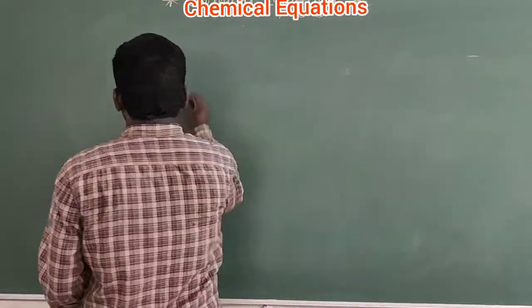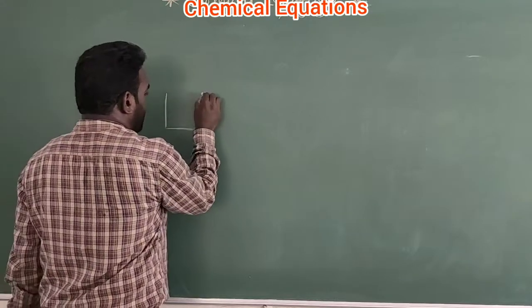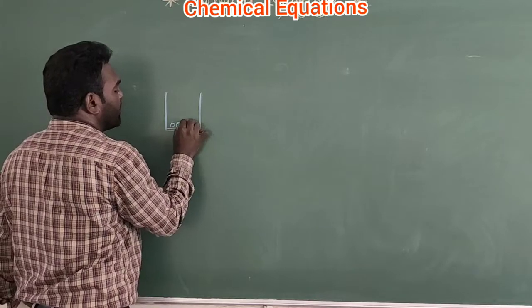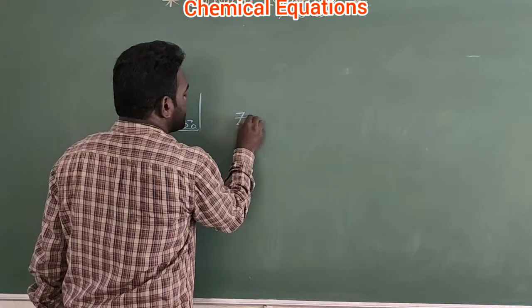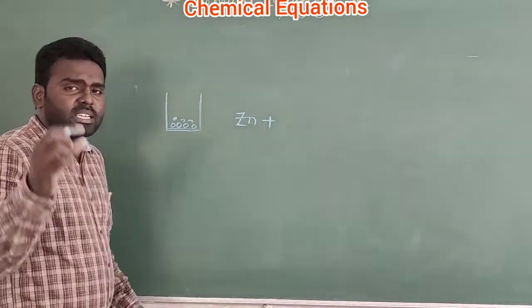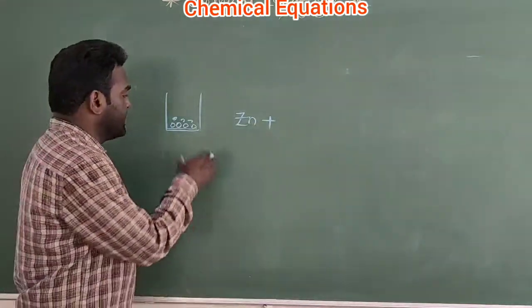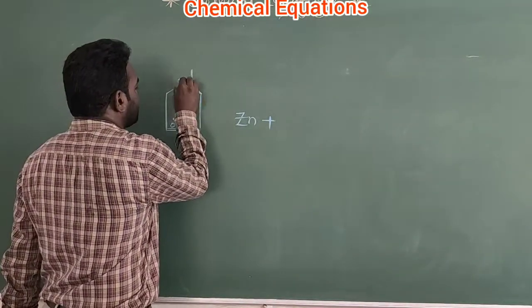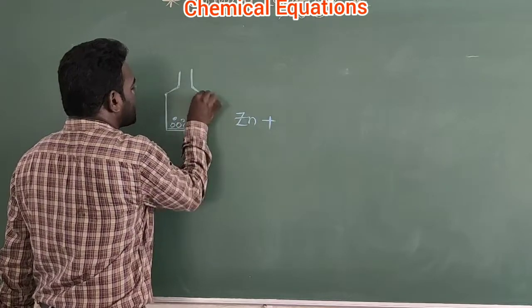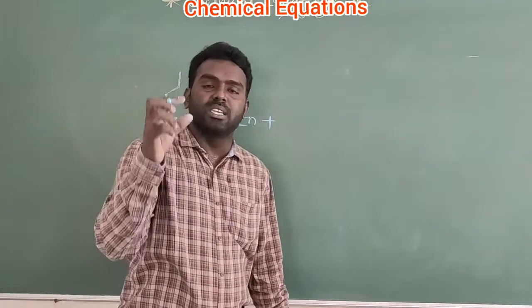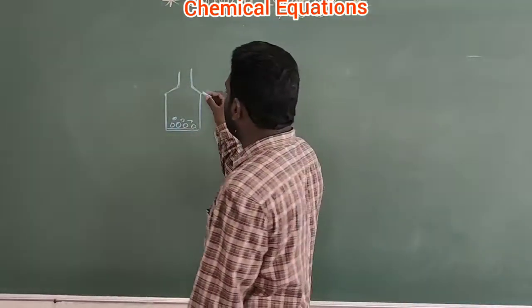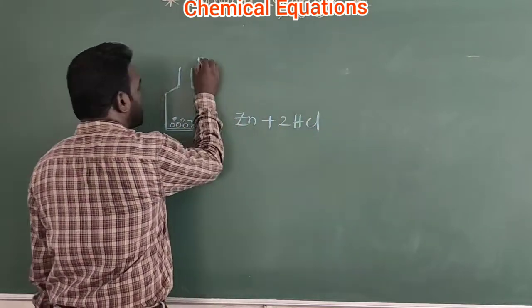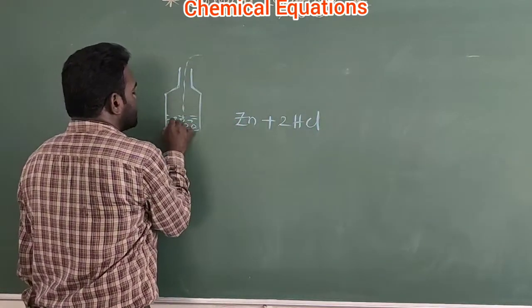In the third activity, suppose this is a conical flask or a beaker. In this I take a very small amount of zinc granules. Zinc granules are nothing but zinc metal. In that conical flask I take some zinc granules, and to the zinc granules I add 2 or 3 ml of hydrochloric acid.